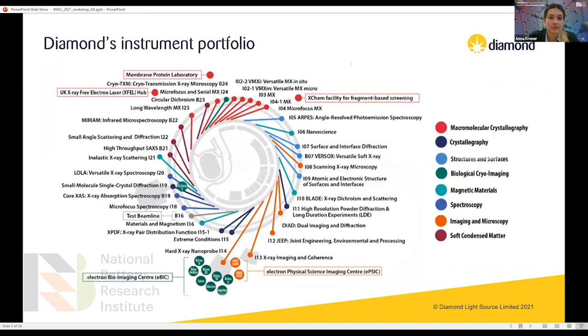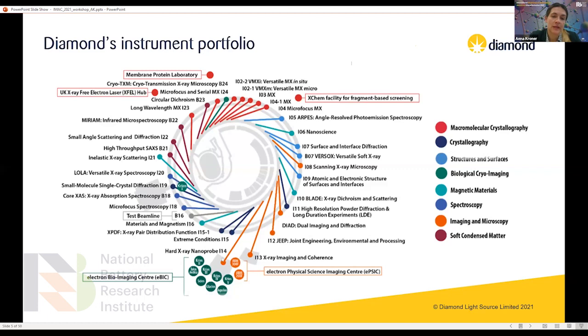So with Diamond, as I said, 33 stations, they are all grouped into science divisions. We have currently 8 of them, which involves macromolecular crystallography, structures and surfaces, imaging and biological group, magnetic materials group, a big group of spectroscopy, imaging and microscopy, and soft condensed matter.